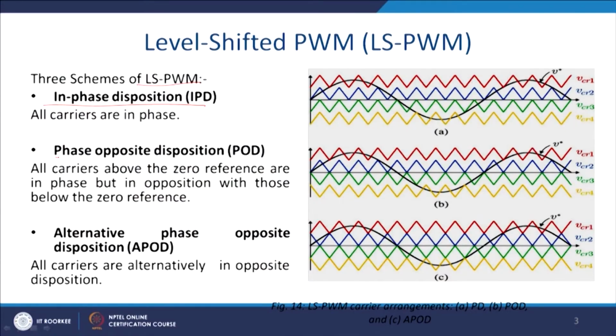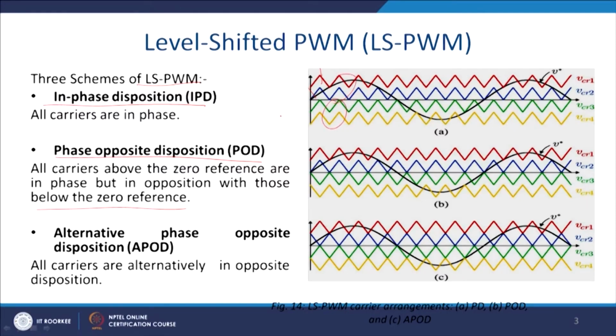And another is phase opposition disposition, that is what I was talking about. Then it will start like this. So ultimately, this point will come here for the phase opposition disposition. All carrier waves above the 0 reference are in phase opposition with those below the 0 reference. So, a 180 degree phase shift will be there between this carrier wave and this carrier wave.